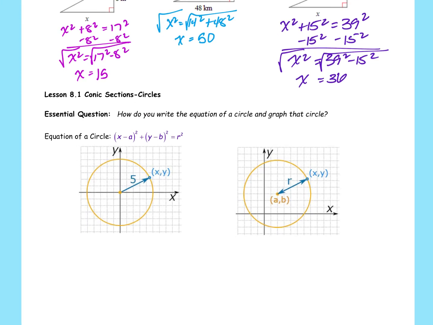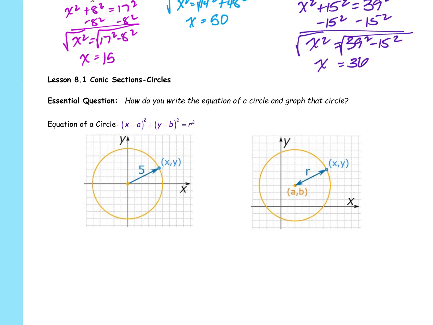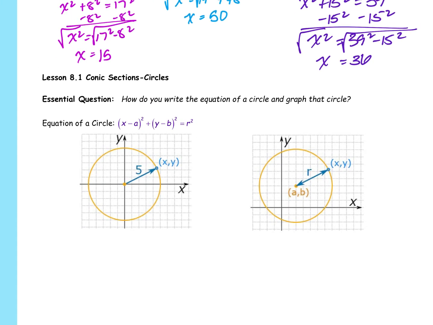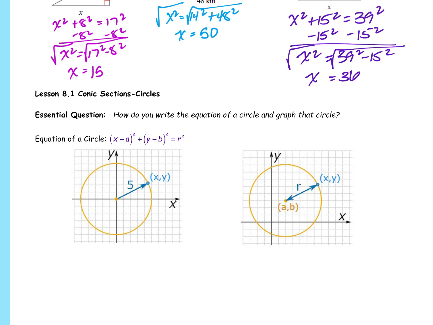So the equation of a circle is pretty much, oh my gosh, I can't even talk today. It's pretty much the Pythagorean theorem. Okay, it really is. So if I call this, I'm gonna write here. Right, this is X and Y here, okay? So I have some length here that's A and some length here that's B, okay?